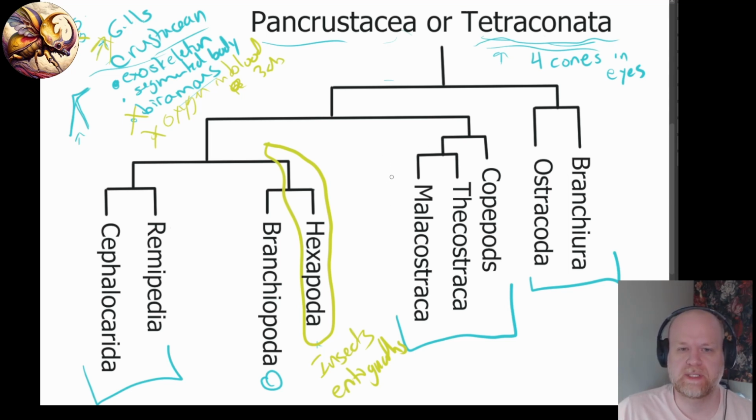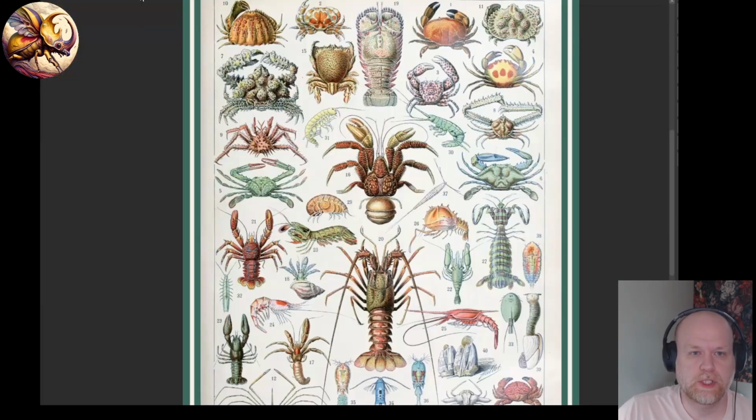Generally, people that are interested in crustaceans are interested in these, the Malacostraca. A lot of these other crustaceans are very small. Many of them are microscopic, so they're not exactly the easiest thing to work on, but we will go through them. So first, let's talk about the crustaceans.